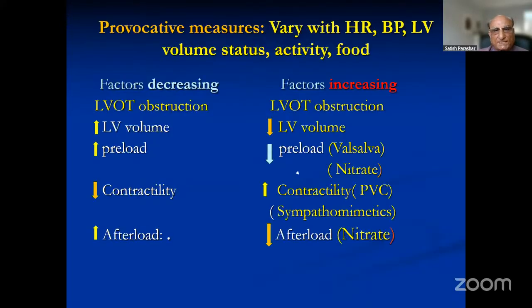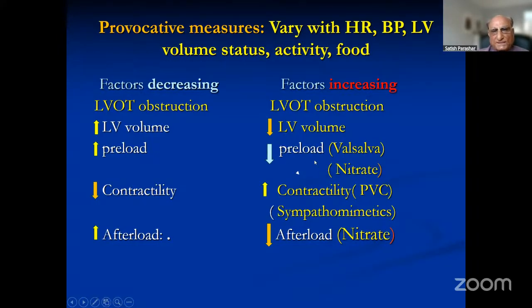Now the provocative measures, remember, vary with heart rate, blood pressure, and volume status. Some of the factors which increase the LVOT obstruction include decreased LV volume, because they decrease the preload. When there is decreased filling of the left ventricle, it becomes smaller. It tends to compensate by an increased cardiac output and an increase in heart rate.